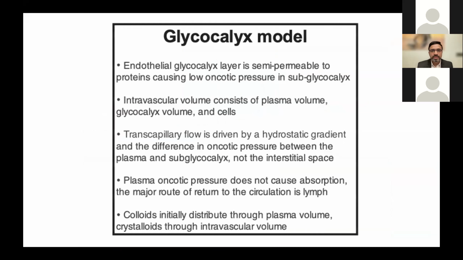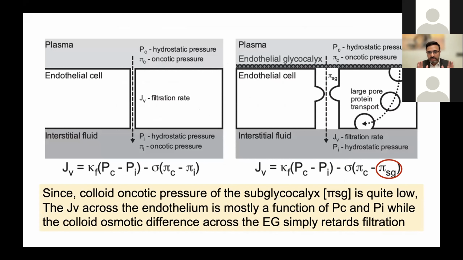And this is the glycocalyx model. It says that the glycocalyx layer is semi-permeable to proteins, and this causes a low oncotic pressure in the subglycocalyx area. The intravascular volume no longer comprises only of plasma volume and cells, rather it comprises plasma volume, glycocalyx volume, and cells. And the transcapillary flow, as I just mentioned, is driven by a hydrostatic gradient and the difference in oncotic pressure between the plasma and the subglycocalyx space, and not the interstitial space. So if you were to look at it in a more detailed model, we have a glycocalyx layer, we have the endothelial cells, and the difference in the oncotic pressure between the plasma and the subglycocalyx is the net oncotic pressure differential, which is countering our forward filtration. So, as I mentioned before, the predominant force of filtration is the capillary hydrostatic pressure, and the oncotic pressure difference only serves to retard the filtration.